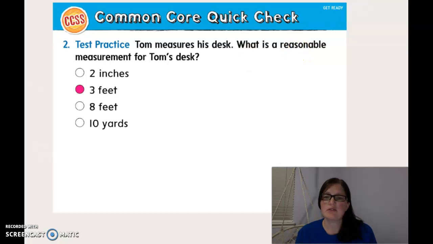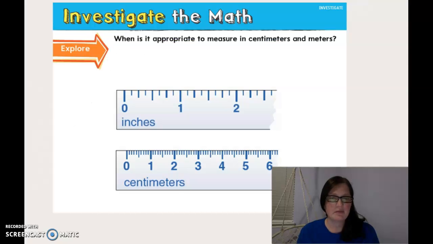Okay, so we're going to use terms like that when you're taking your tests and when you're thinking about things. So we need to make sure that we understand how to read those problems. So 3 feet is reasonable because that is about how big a desk would be. 8 feet does not make sense. 10 yards, definitely not. That would be a huge desk. And 2 inches, that'd be like for a doll. So too small.